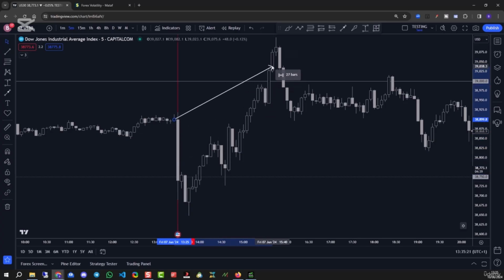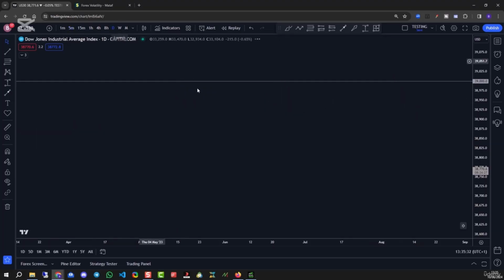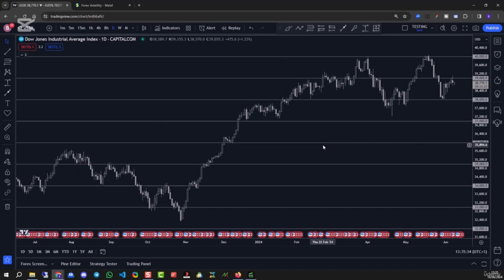But there was loads of opportunity to get out of this sort of situation, okay? So this is an example, again, of another short-term move retracing. Now, what I'm going to do is go on the daily chart and show you an example of a much longer-term move. In fact, I'm going to show you two.